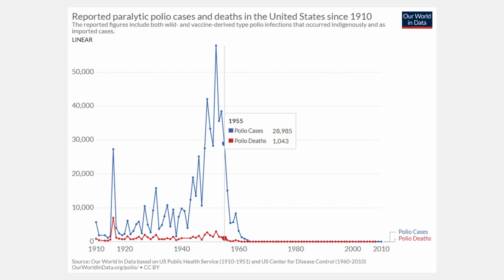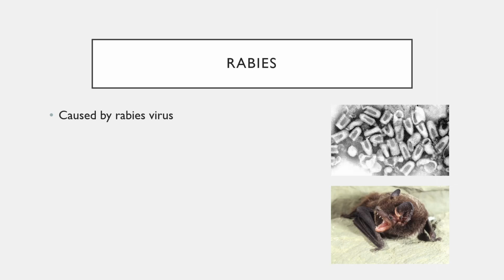Our second viral infection is rabies. Rabies is caused by the rabies virus. You can see an electron micrograph image of the rabies virus in this upper photo. And it has a unique bullet-like shape associated with it.